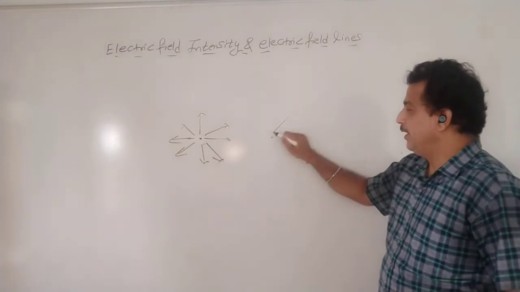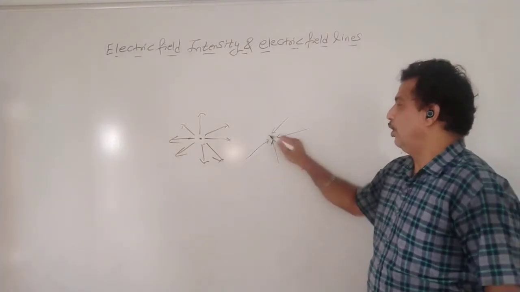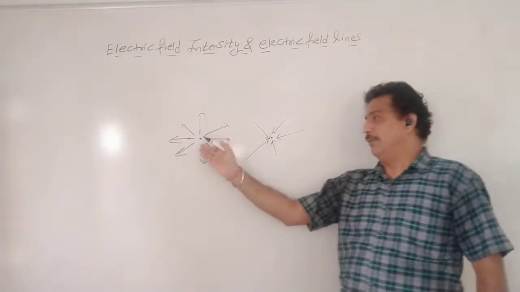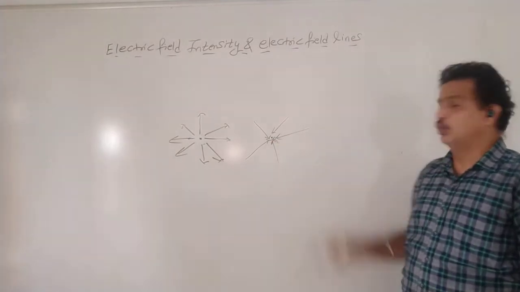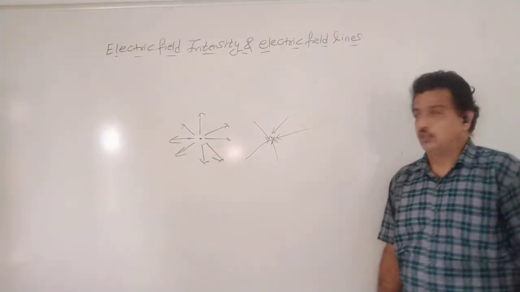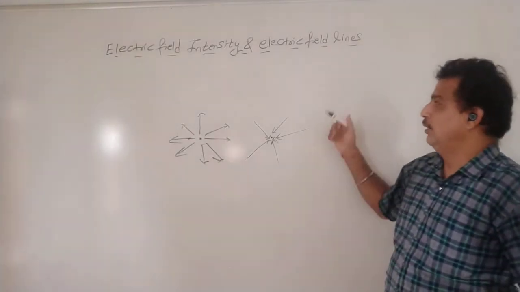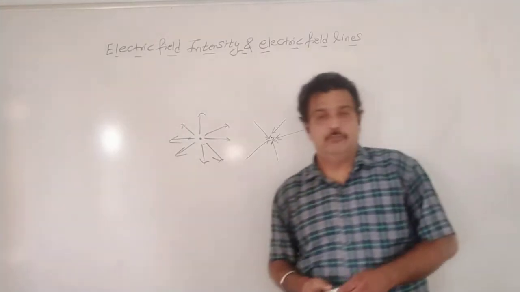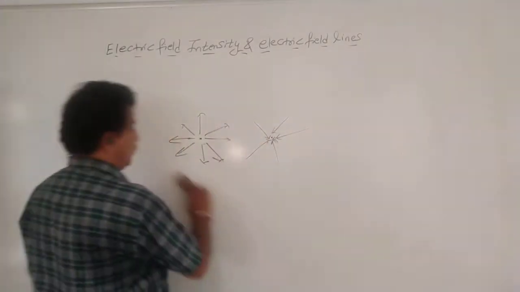And at a point, if the lines are entering towards that point or terminating at that point, rather than emerging from it, it means your source is negative. So from the arrow, we can say whether the source is positive or negative. As we know, the test charge by convention is always taken to be a unit positive charge.